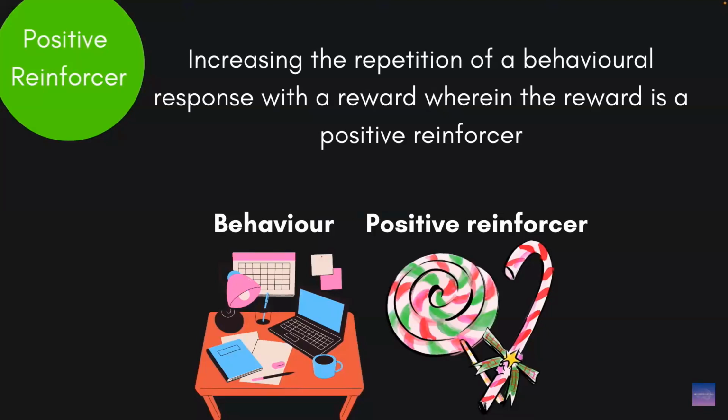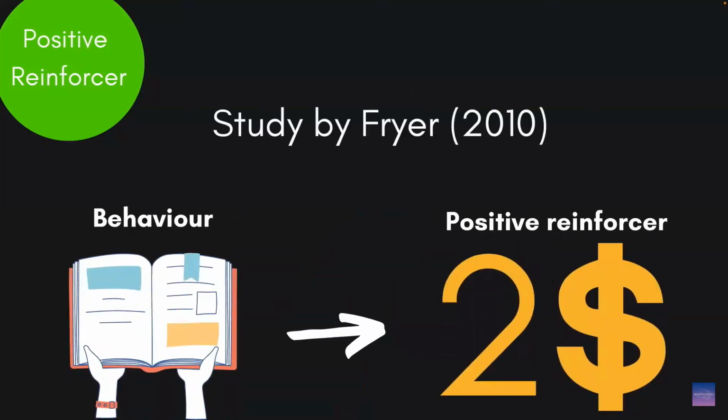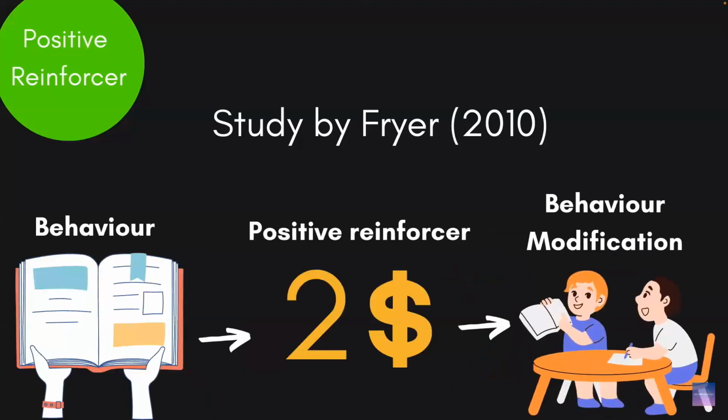For instance, it has been found that one of the most effective ways to increase achievement in school districts with below average reading scores was to pay children to read, wherein paying acted as a positive reinforcer. Fryer in 2010 found evidence for this. This study showed that when second grade students in Dallas were paid $2 each time they read a book and passed a short quiz about the book, the reading comprehension of these second graders increased significantly.